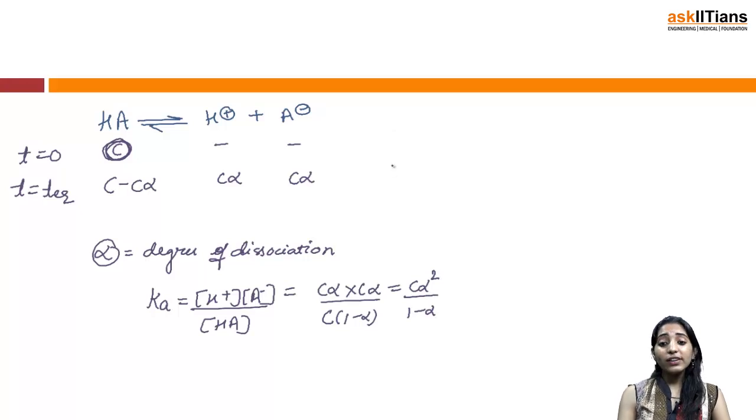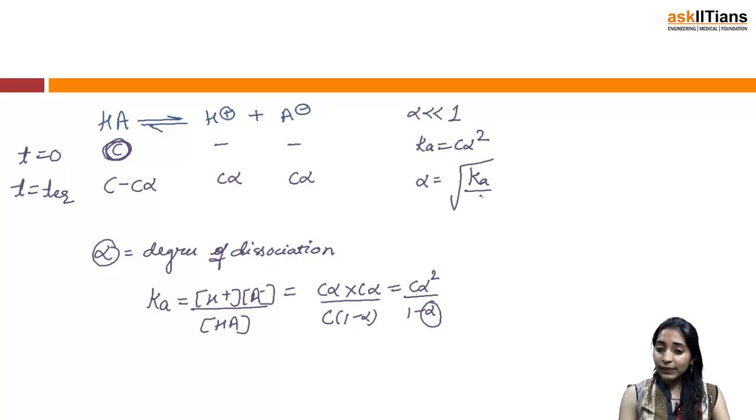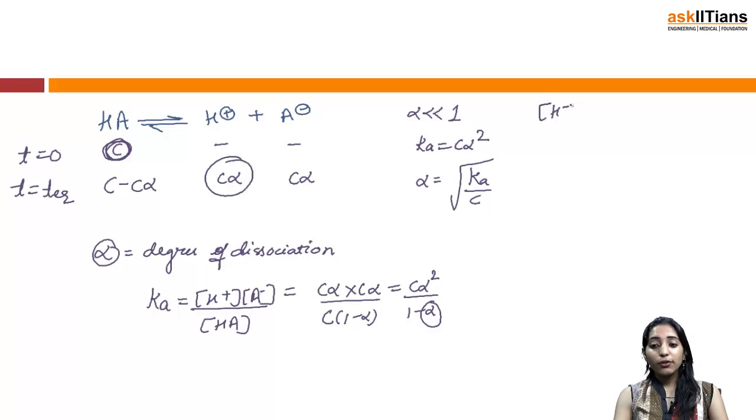Now, if we say alpha is very less as compared to 1 because it's a very weak acid, I can neglect this alpha in comparison to 1. If I neglect the alpha in comparison to 1, I'll write Ka is equal to C alpha square. So I can say alpha is equal to root Ka over C. Now to find the pH, what do we need? We just need the concentration of H positive. The H positive concentration is given to be C alpha. If I replace the value of alpha, I'll say C times root Ka over C.